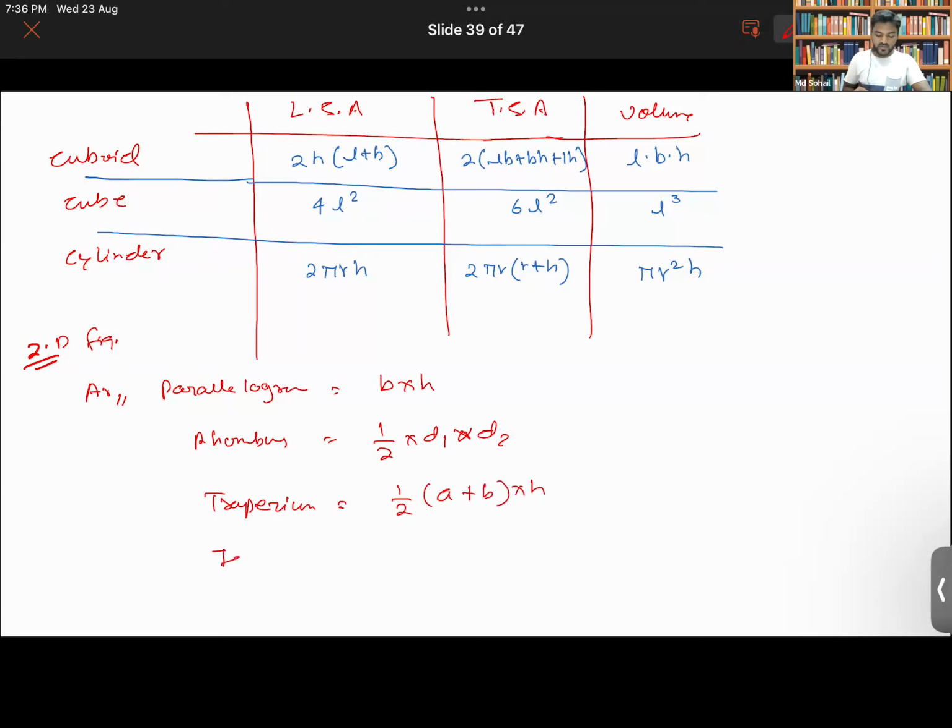Okay, do tell me, what do you understand by an isosceles trapezium? In an isosceles trapezium, there are 2 equal sides and 1 unequal side. The unequal sides are parallel, while the equal sides are non-parallel. Non-parallel, yes. 2 equal sides which are non-parallel.